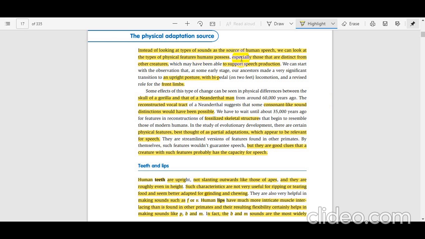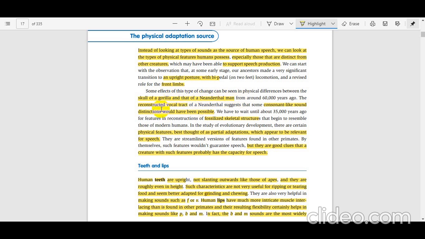The book, or the first paragraph of this source, starts with the ability of humans to use an upright posture with bipedal locomotion. It means the ability to stand on feet as well as using one foot to stand on. So this is one thing. The other thing is that the skeleton of the skull of a gorilla and that of the Neanderthal man is different also. I mean, the construction of the skulls is also distinct from that of a gorilla.